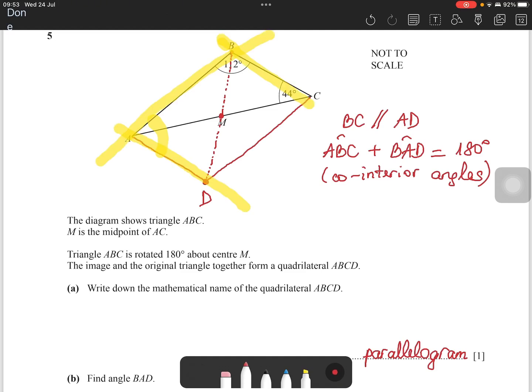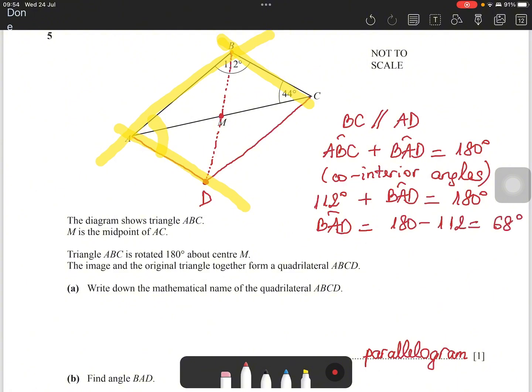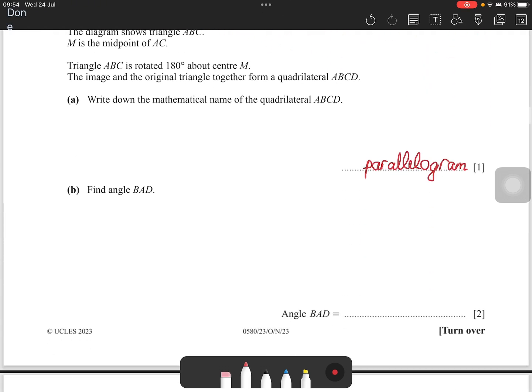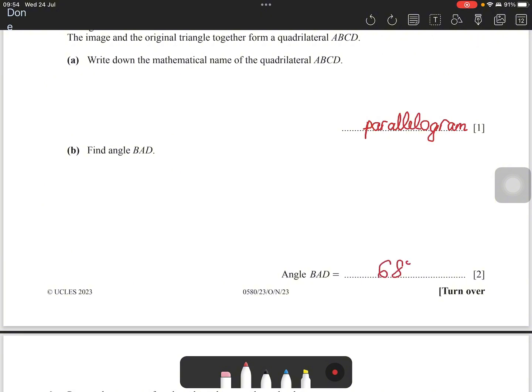So the angle ABC equals 112 degrees and the angle BAD is what we want to find. So to get the angle BAD, we'll subtract 112 from 180 and the answer is 68 degrees. This is question B. 68 degrees.